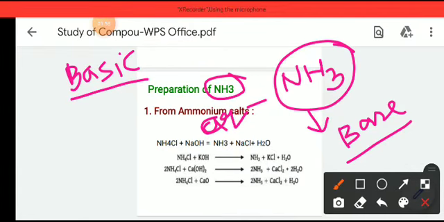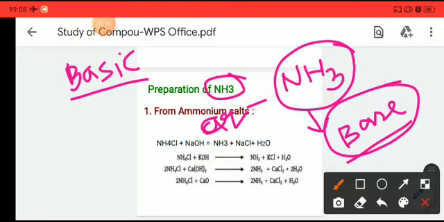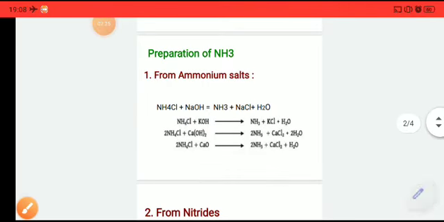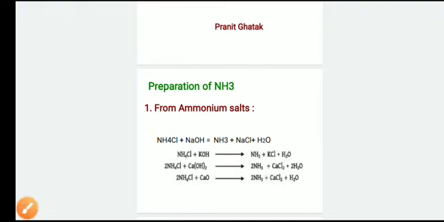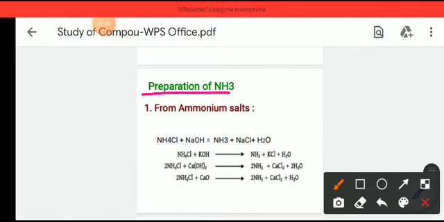So today we will start by knowing NH3. NH3 has two phases. In the gaseous phase, ammonia is slightly basic in character, whereas in solution phase it acts as a strong base. So an aqueous solution of ammonia is a strong base. Today we will start the preparation of ammonia, that is, preparation of NH3. We can do the preparation of NH3 in three ways.